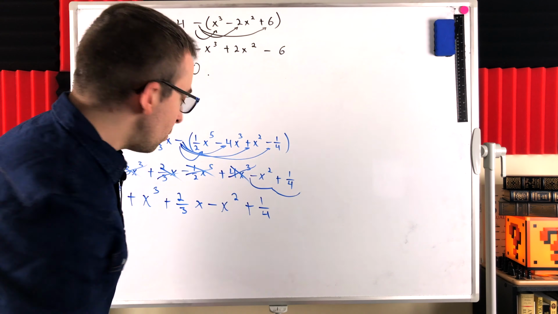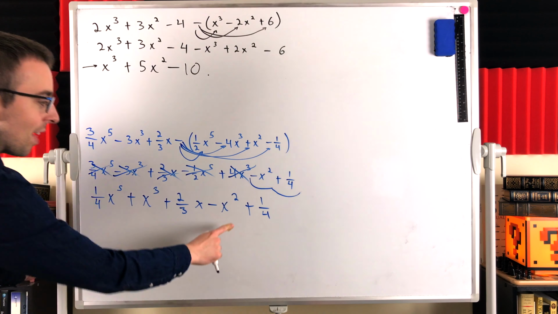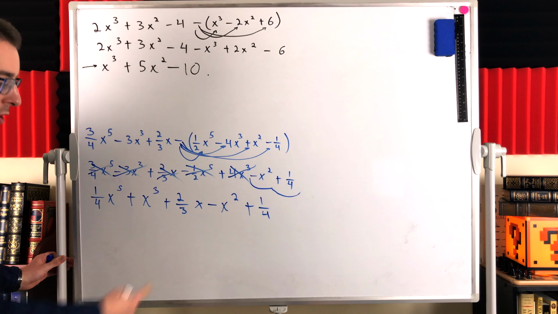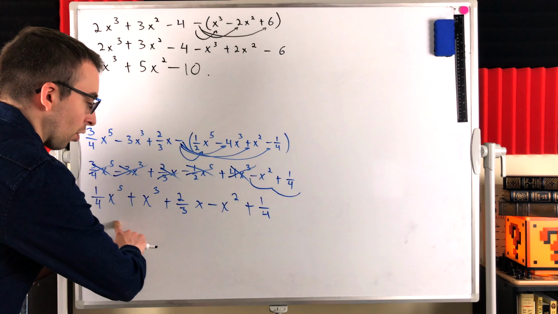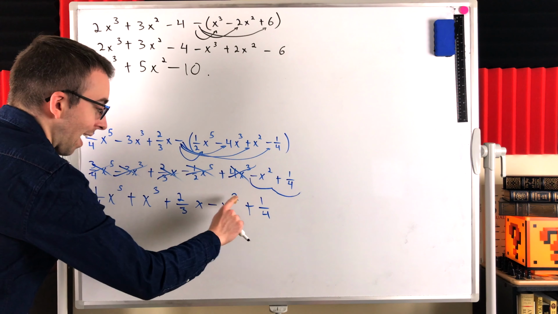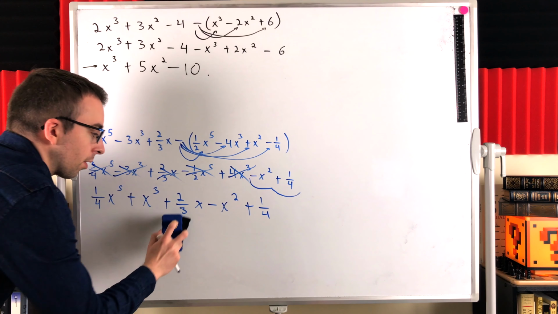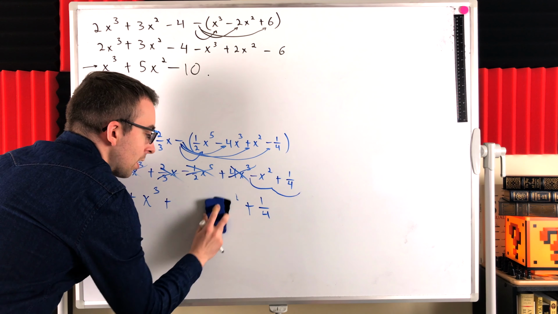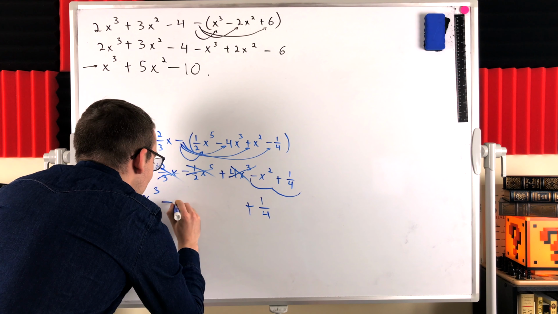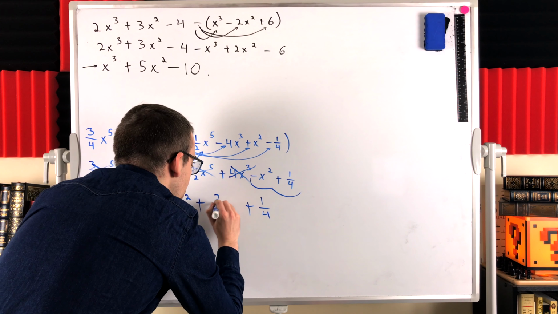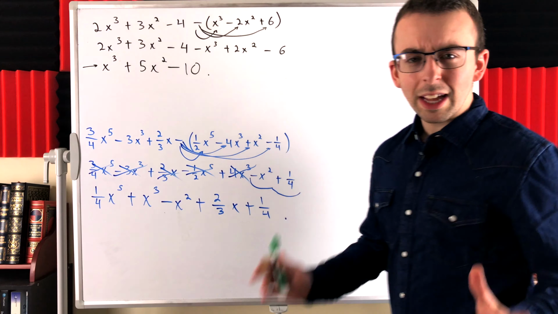And if you wanted to, just because it might look a little nicer, we could flip the x squared and the 2/3 x around, because it's kind of nice to write the polynomial with its terms in decreasing order, with the exponents in decreasing order. So we might write this, instead of 2/3 x minus x squared, as minus x squared plus 2/3 x. And that would be our answer. So that's all there is to it.